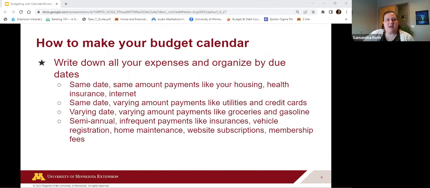And then you also have the third category, which is a varying date. Unless you're very disciplined and always go shopping on Mondays or a specific date, those would be things like groceries or gasoline. So you have a varying date and a varying amount of payments. And then you also have your semi-annual or infrequent payments. That could be insurance if you pay every 6 months instead of once a month, your vehicle registration, home maintenance, making sure you have those filters and that kind of stuff available, some website or streaming service subscriptions, different membership fees. So you still need a list of all those things so that you can start putting them into a calendar as well.